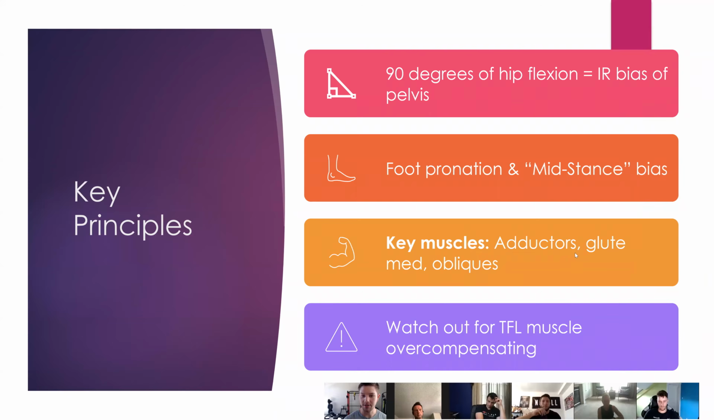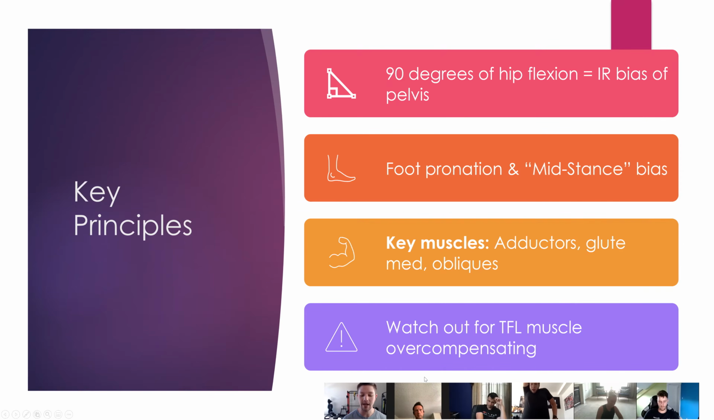The key principles here are around 90 degrees of hip flexion, if we're thinking about the arc of the lower body and pelvis and hip flexion. Foot pronation is going to lead to a mid-stance bias and more internal rotation. The muscles that help create internal rotation at 90 degrees of hip flexion, the adductors, glute med, and obliques, all pick up leverage concentrically. They can shorten to create that internal rotation.